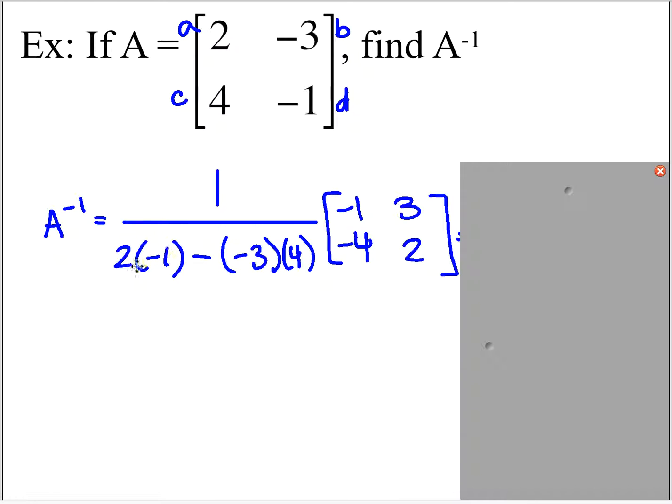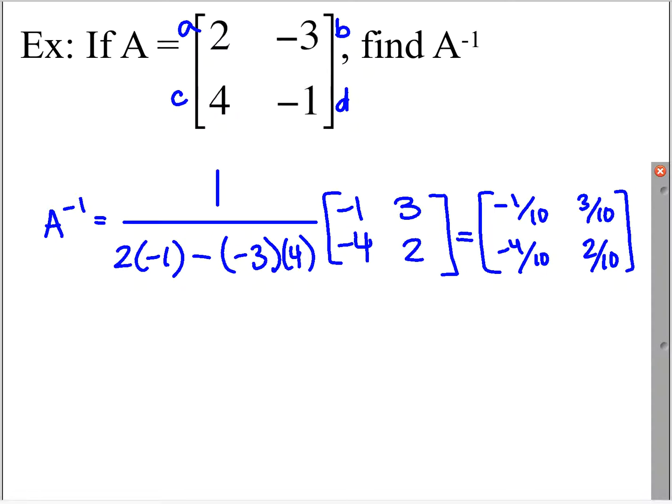This bottom is -2 minus a -12, which ends up being 10. That doesn't equal 0, so it does have an inverse, and you should have gotten -1/10, 3/10, -4/10, and 2/10.